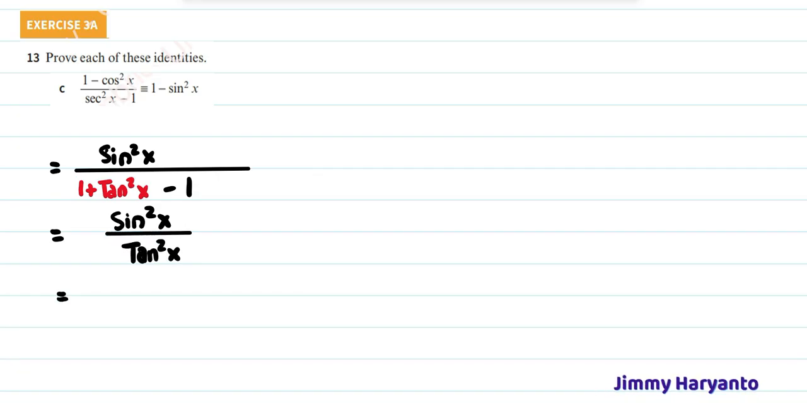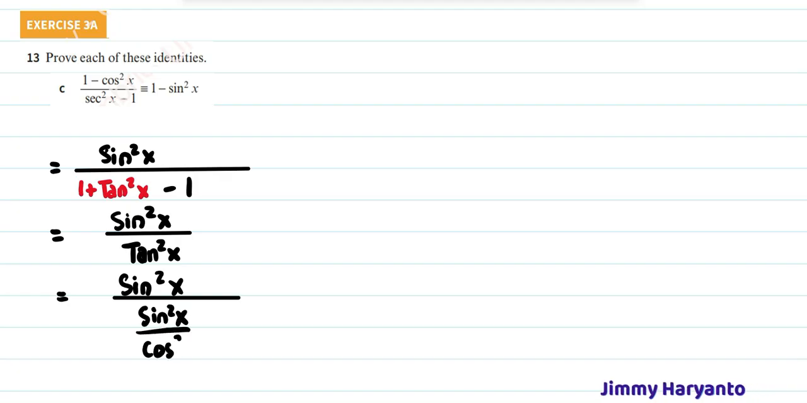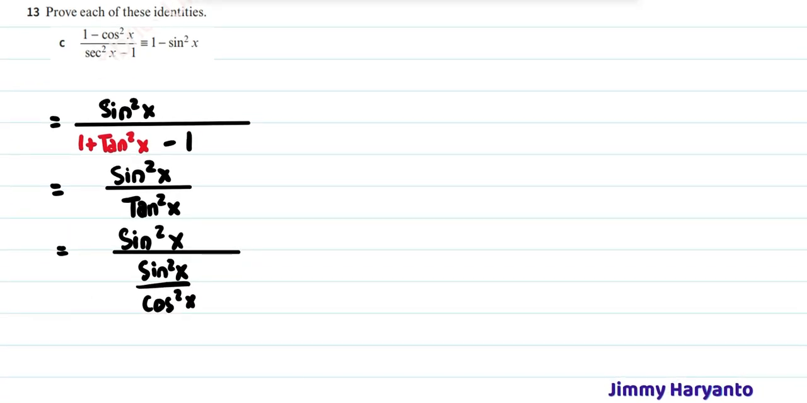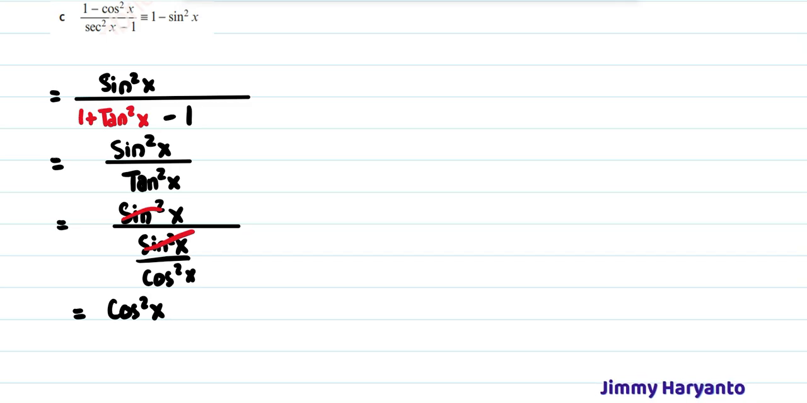And then I will change the tan square x into sine over cos, so over sine square x over cos square x. And then we can cross out the sine and move the cos to the top, so you'll have cos square x. But the question wants you to change the cos square x one more time into 1 minus sine square x. We have this formula, please memorize the formula.